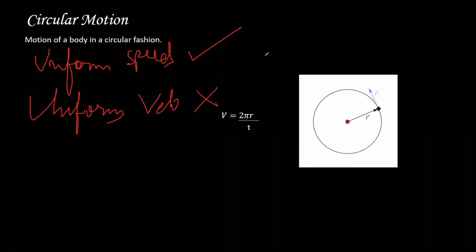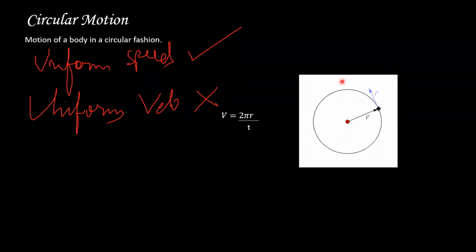Just use your head. The hint is that the direction changes. Circular motion is when the direction keeps on changing continuously. Look over here, look at the head of the arrow. The direction is changing continuously.